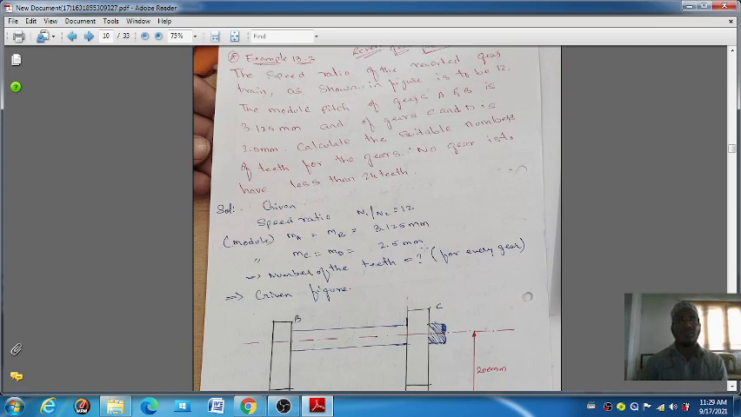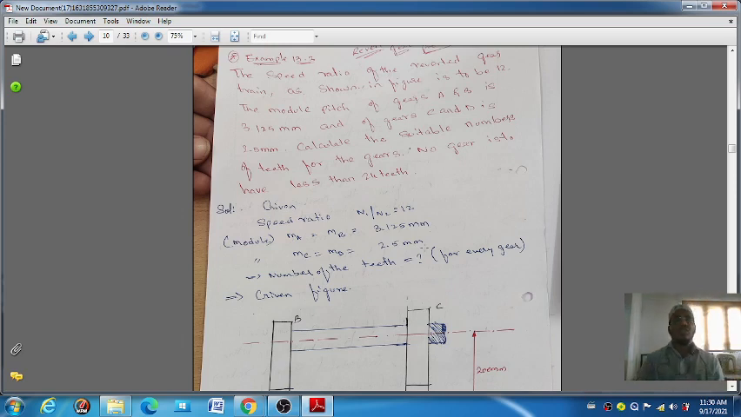Regarding the reverted gear train, I solved one problem so you can easily learn how to solve it. The speed ratio of the reverted gear train is given as 12. The module pitch of gears A and B is 3.125 mm, and of gears C and D is 2.5 mm. Calculate the suitable number of teeth for the gears. No gear is to have less than 24 teeth.